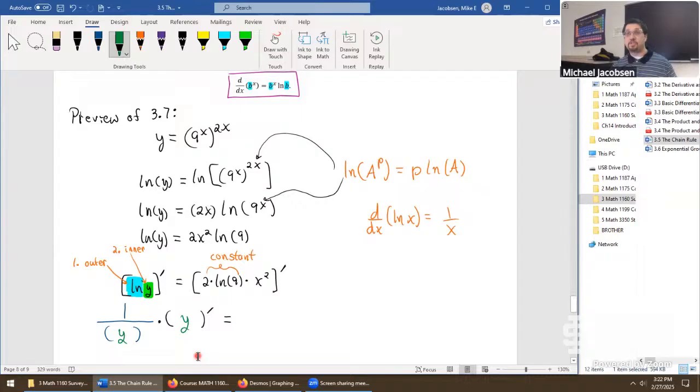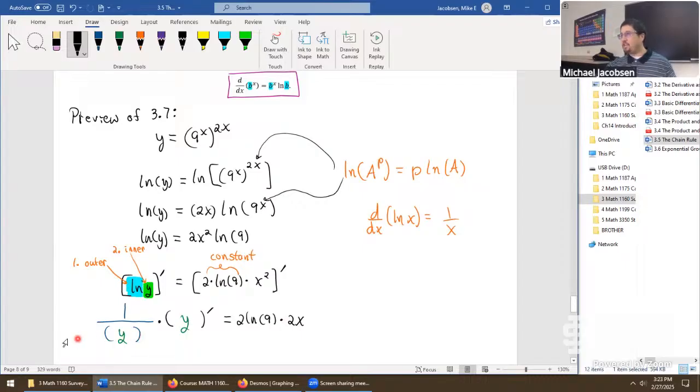Any questions so far, folks? Analyzing it at the moment? Right-hand side, a lot better, right? The constant is the tricky thing about it. We'll go 2 natural log 9, unaffected by differentiation if you're multiplying as we are. Differentiate x squared, that's just 2x. So the right-hand side is all set.